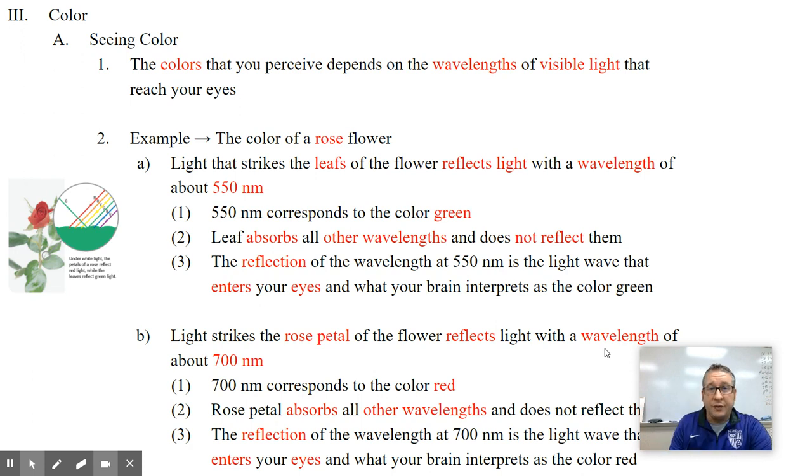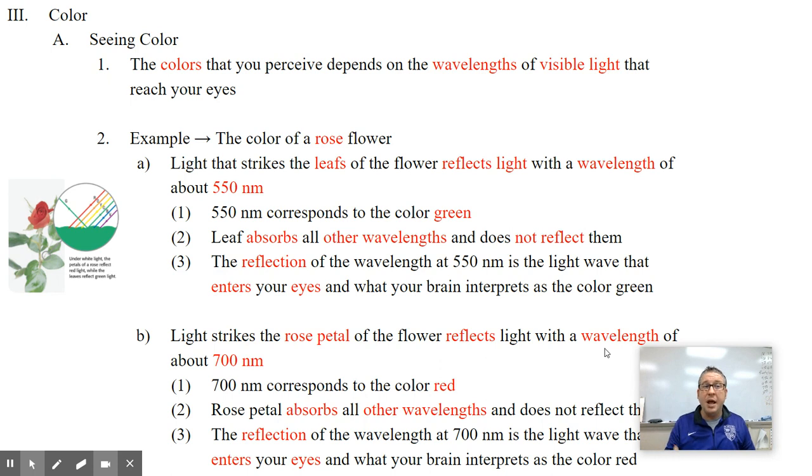Take the color of a rose flower. The light that is ambient or around us is going to strike the leaves of the flower, which reflect light with a wavelength of about 550 nanometers. If we were to look at a really broken down version of the electromagnetic spectrum, we would see that the wavelength that is 550 nanometers is about where the color green lies on our color scale. So the leaf is actually absorbing all of the other wavelengths, and it does not reflect those other colors that are in the visible light spectrum.